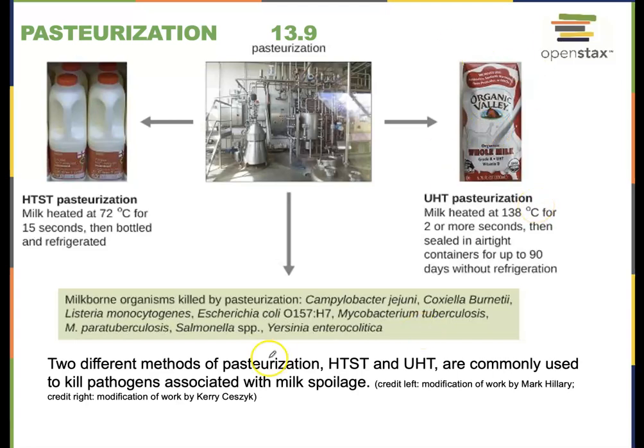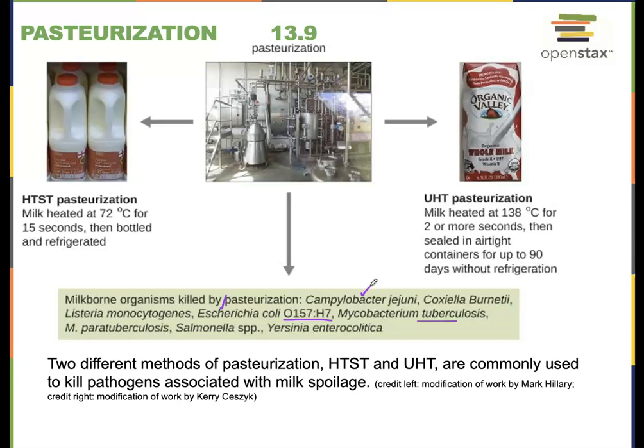And then what we're looking for, you do not need to memorize these milk-borne organisms, but we can see that E. coli can be found in milk. This particular strain of E. coli is really nasty, and it can kill people. Mycobacterium tuberculosis, you guys know that one. There's Campylobacter jejuni, basically can cause diarrhea.